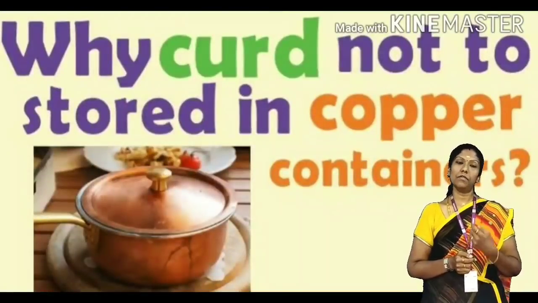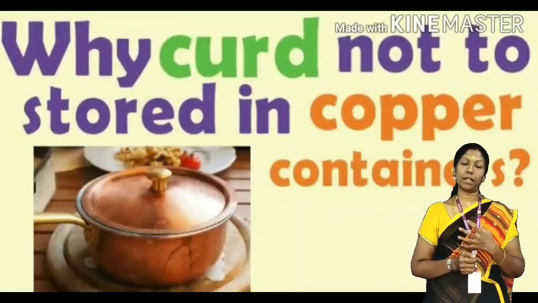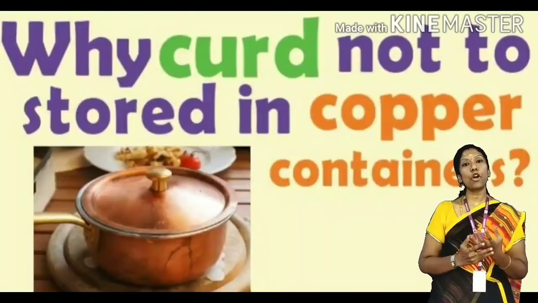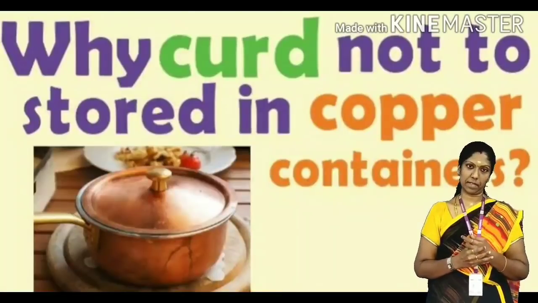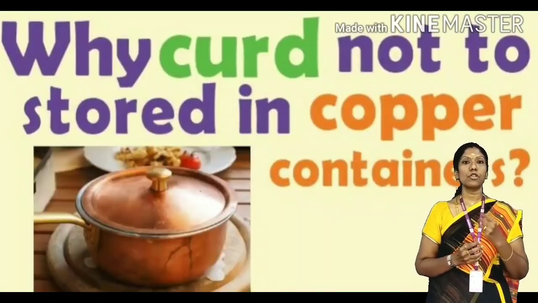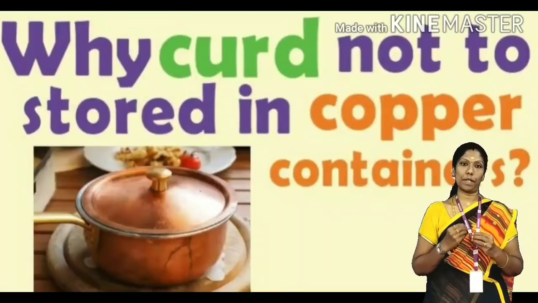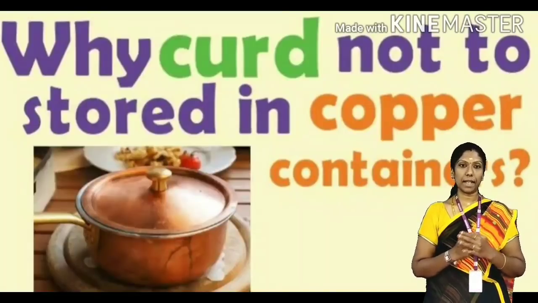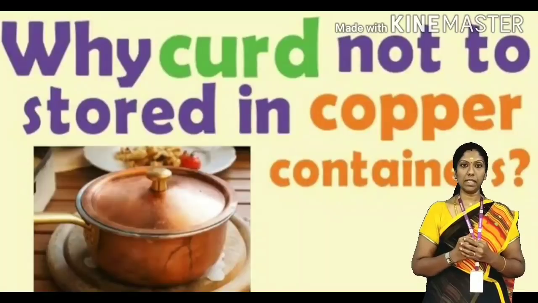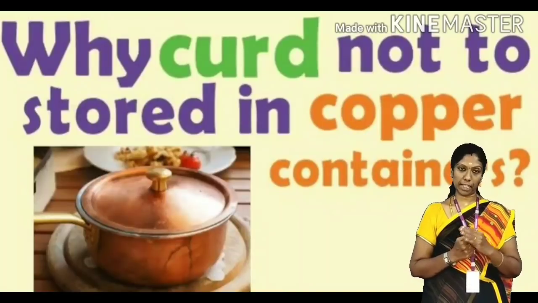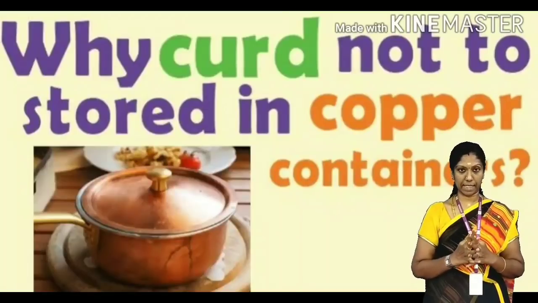Now let us see a value-based question related to the topic: why curd or any other sour substances should not be stored in copper or brass vessels. After reading this question, you have to recollect the reactions of acids with metals, which we have explained with an activity. When acid reacts with metal, it forms the respective metallic salt with the evolution of hydrogen gas.